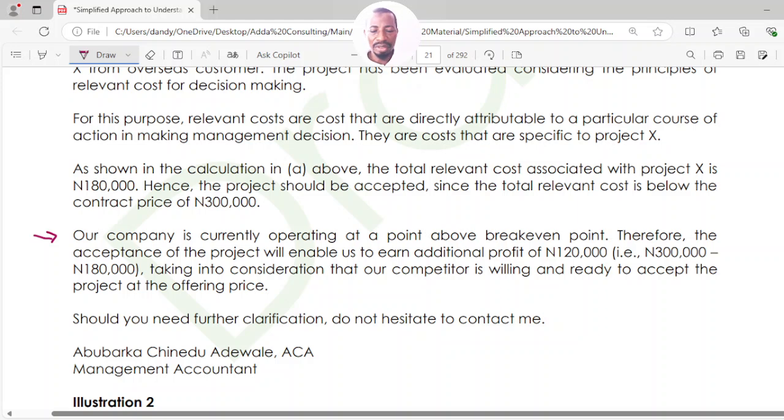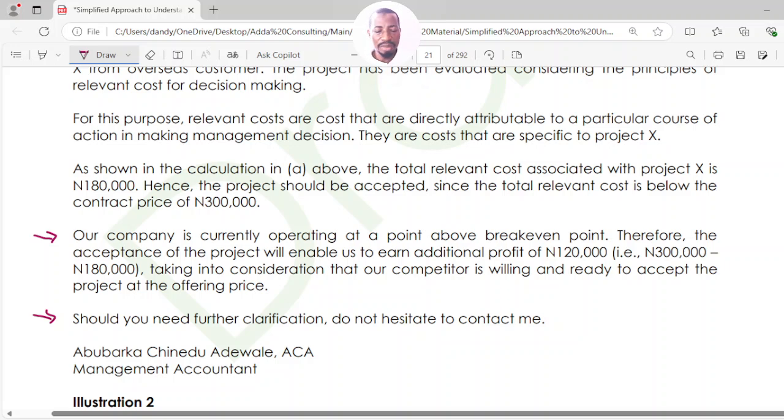Therefore, the acceptance of the project will enable us to earn additional profit of 120,000 naira, that is 300,000 minus 180,000 naira, taking into consideration that our competitor is willing and ready to accept the project at the offering price of 300,000 naira. Finally, in conclusion, should you need further clarification, do not hesitate to contact me.